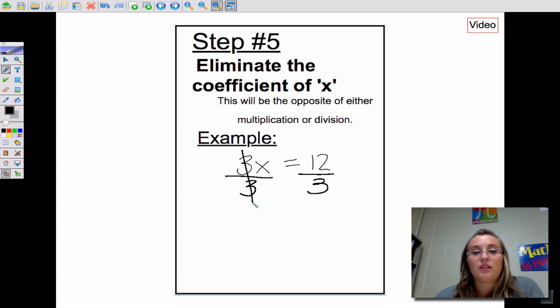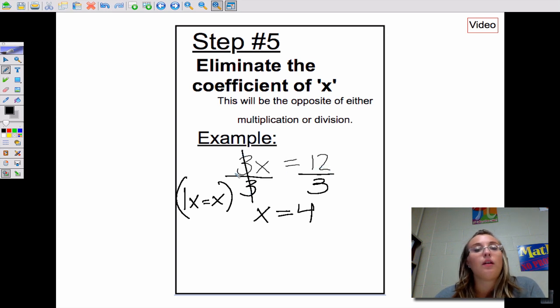3 divided by 3 is going to cancel itself out to become 1x, which we just write as x, the same as 1x, okay? So we're just going to write x equals, and we're going to take 12 divided by 3, which equals 4. And maybe you know when you look at it that 3x equals 12, that means x has to be 4, that's fine.